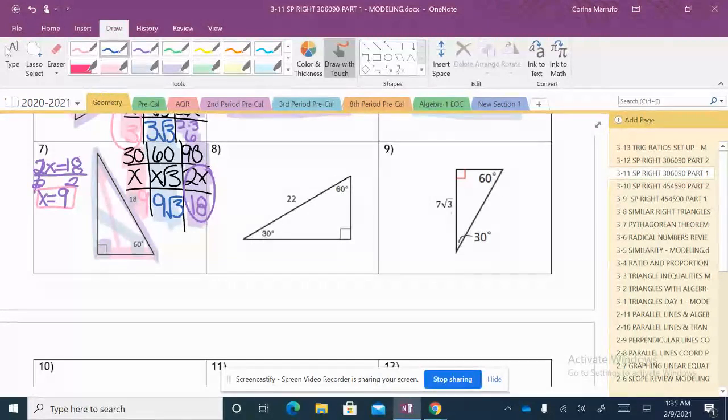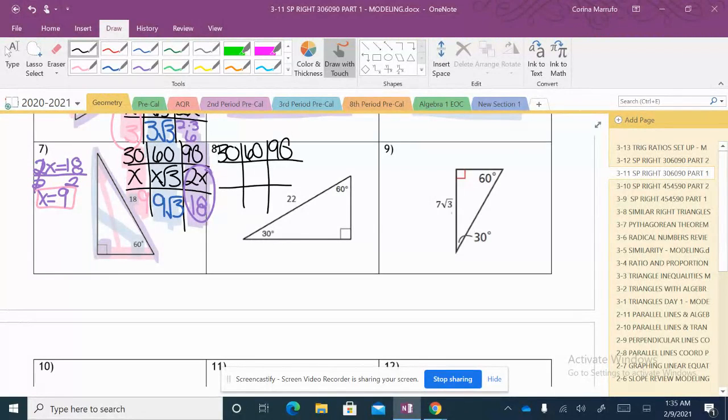Okay, let's look at the next example. I'm going to go ahead and make my table. 30, 60, 90. x, x times the square root of 3, and 2 times x. When we look at the information they give us, they tell us that this side is 22, which is the side across our 90-degree angle. So the 22 is going to go in this box.